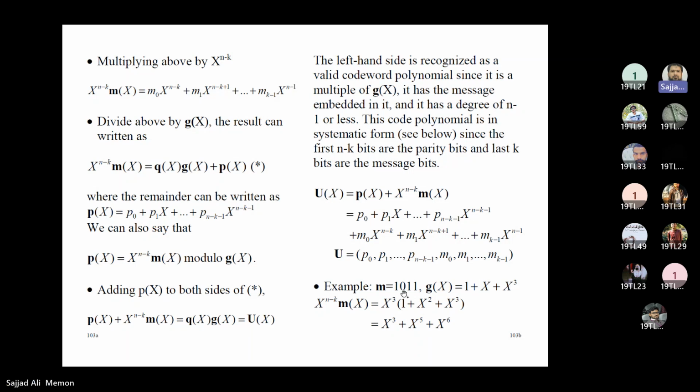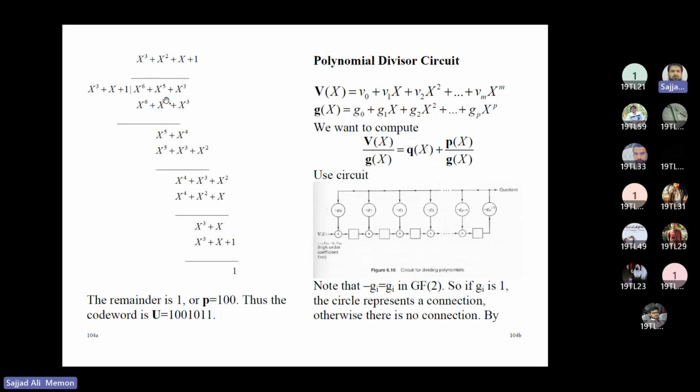M is 1011, and g(x) is given. To encode this in systematic form, we first multiply m(x) with x^(n-k), which is x^3. So when we multiply, we have x^3 + x^5 + x^6. Then we divide it by the generator polynomial, and the remainder is 1. That is x^0 is 1, there is no x^1 and x^2, so 0 0. Those are the parity bits 1 0 0, and then we have the message, 1 0 1 1.